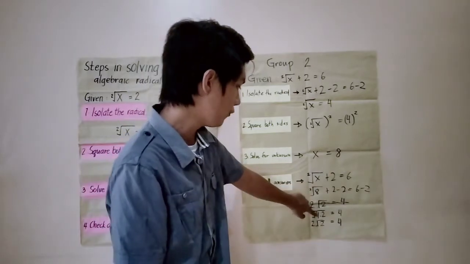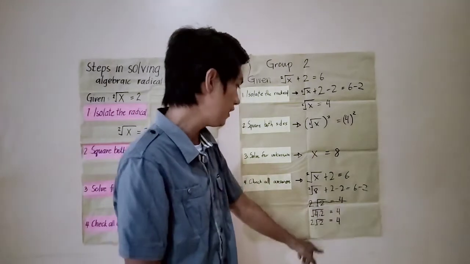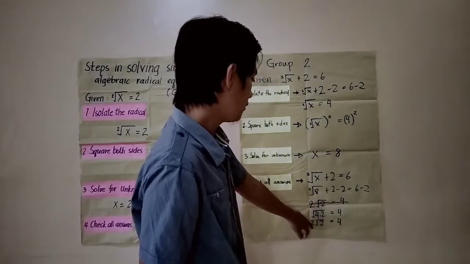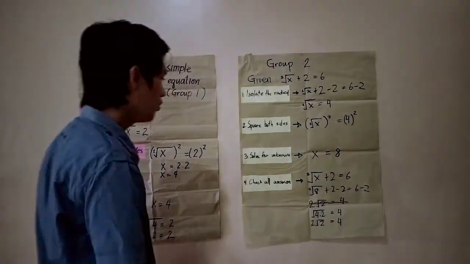So square root of 4 is 2. Then the other 2 will remain here as the radicand. So is 2 square root of 2 equal to 4? Sadly, no.